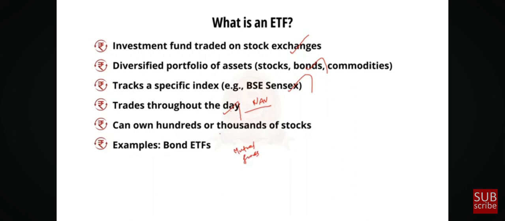So an exchange traded fund can own hundreds or thousands of stocks across various industries, or it can even hold an isolated asset, for example, a bond ETF. This includes government bonds, corporate bonds, etc.